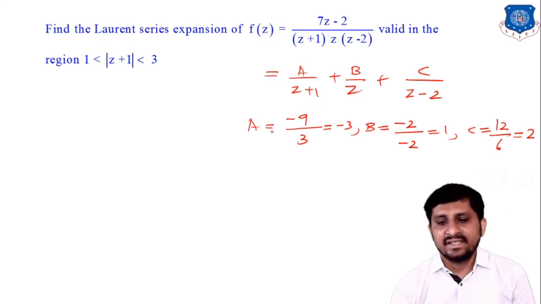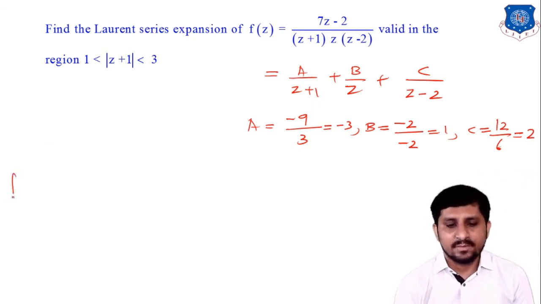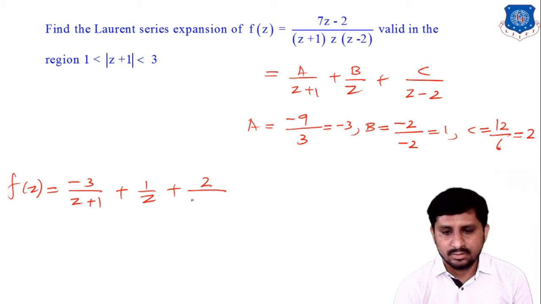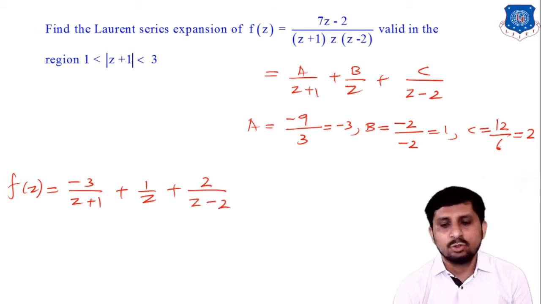So the value of a, that is minus 3. So that's why f of z I can write minus 3 upon z plus 1, plus 1 upon z, and plus 2 upon z minus 2. Now I want to find out Laurent series in terms of z plus 1.